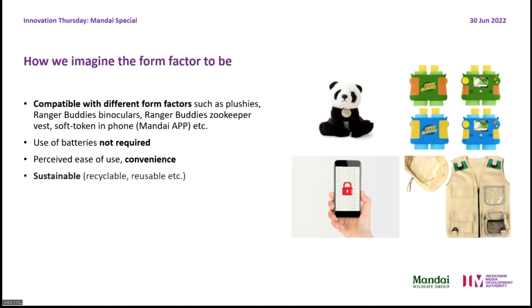So how do we imagine the form factors to be? We want it to be very compatible with plushies, our Ranger Buddies binoculars, our Ranger Buddies vest, or a soft token for the adults, which we hope will be in the Mandai app. And we hope that the use of batteries will not be required, and that it will be very easy to use and convenient. A big part will be sustainability, if we're able to recycle or reuse this tech, and of course, waterproof and aesthetically pleasing.